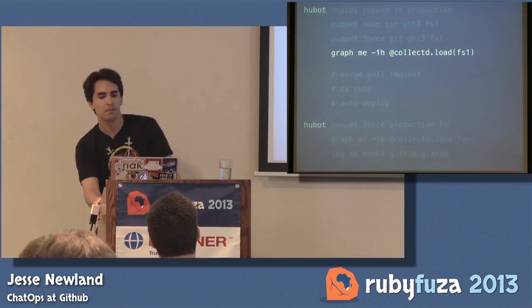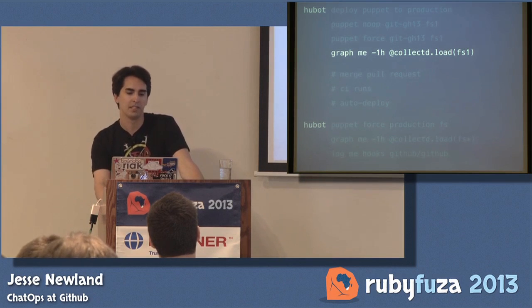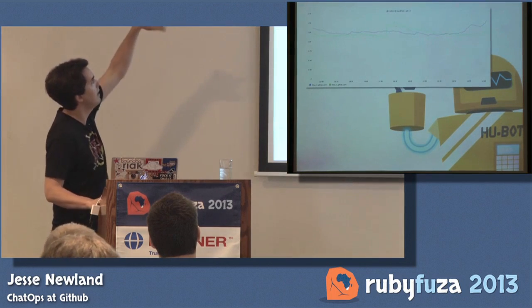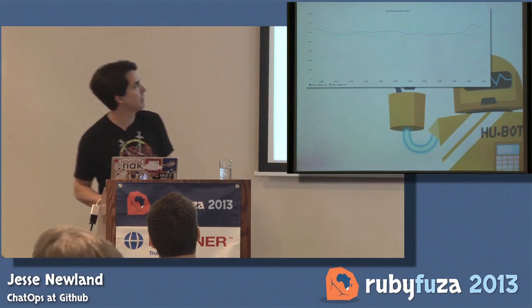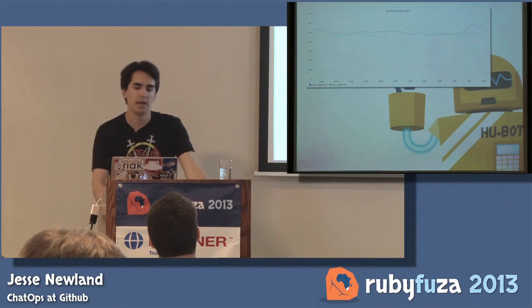We have support in Hubot for showing us graphs from collectD and Graphite. We say graph me the past hour, the collectD load on file server 1. Our file servers are actually a pair, so you can see both of the pairs running there, and you can see the load has gone up a little bit, but it's nothing that's outside of the normal bounds.